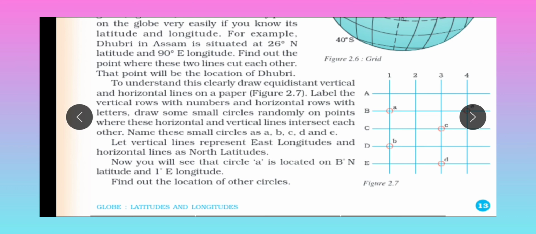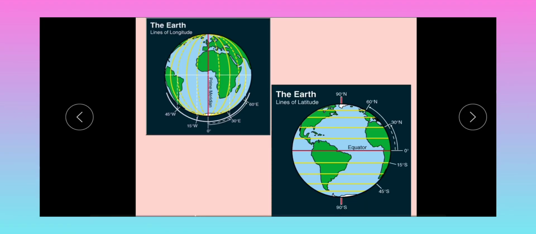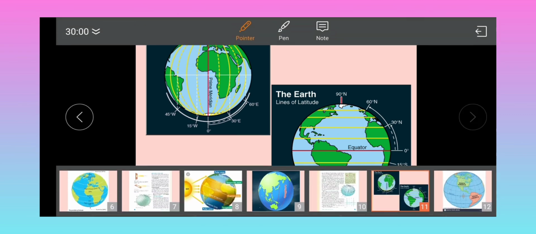To understand this clearly, draw equidistant vertical and horizontal lines on paper. Label the vertical rows with numbers and the horizontal rows with letters. Draw some small circles randomly at points where these horizontal and vertical lines intersect each other. Name these small circles A, B, C. This is an activity they have given you. Here is the diagram of the prime meridian and equator, the longitudes and latitudes diagram.